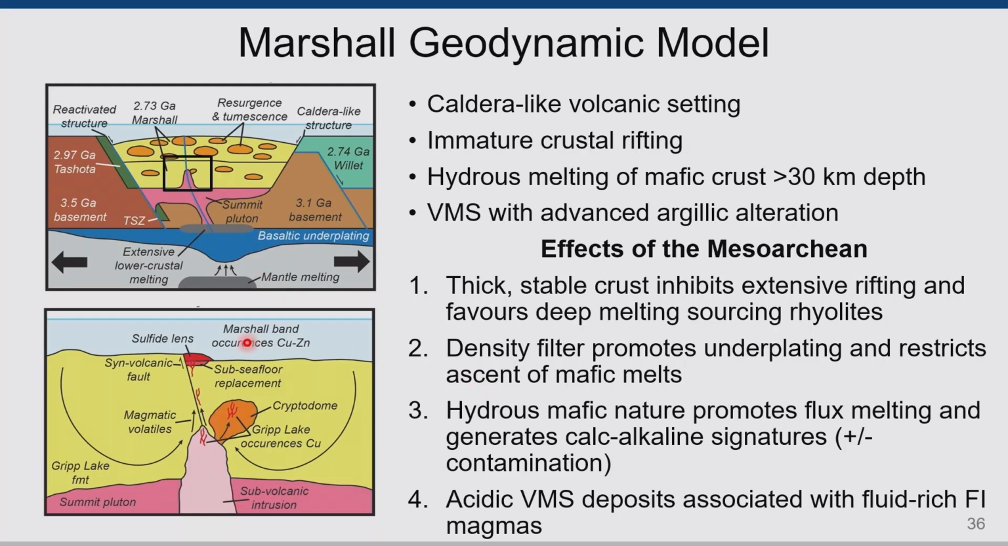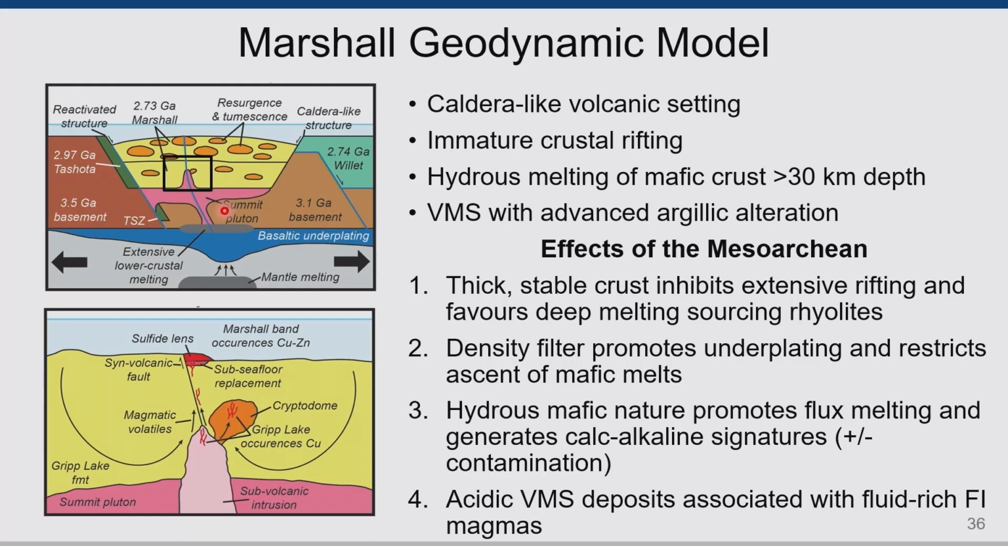And so this one is very easy to see what the effects of the Mesoarchean crust might be. If you take a look at this diagram here, I've plotted some of the basement ages based on isotopes. So we've got very old basement material, up to 3.5 Ga model ages and 3.1 Ga model ages on the other side. And it's quite conceivable that that was the material that was melted to generate the felsic rocks within this package. And so thick, stable crust would possibly inhibit extensive rifting, or potentially we just didn't have extensive rifting, and that's why we still have thick, stable crust here.